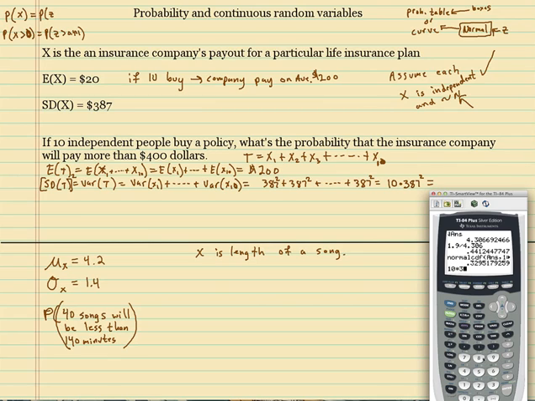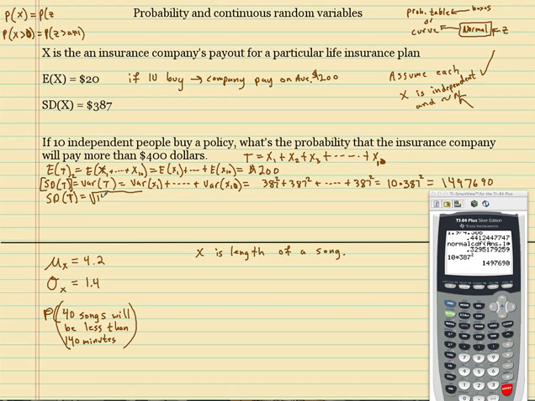Okay, so we'll do 10 times 387 squared. That's 1497690, and as we know, the standard deviation of that number is just the square root of that. So I'm going to press second x squared, which is the square root, and then second answer, which puts the answer in there, and I get 1223.801. And this is money.